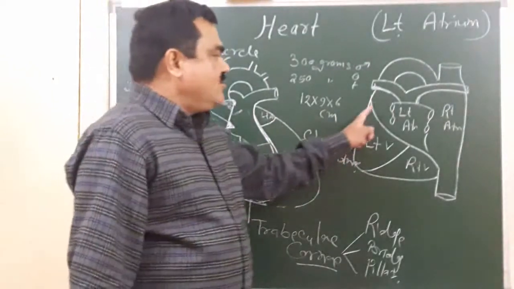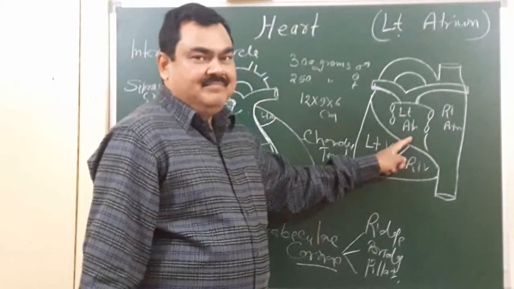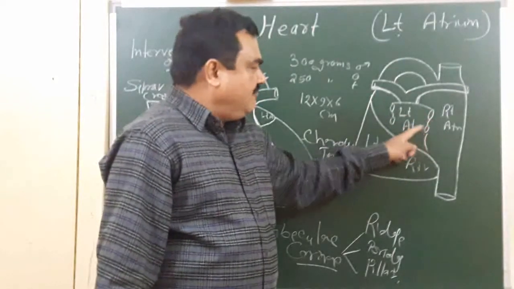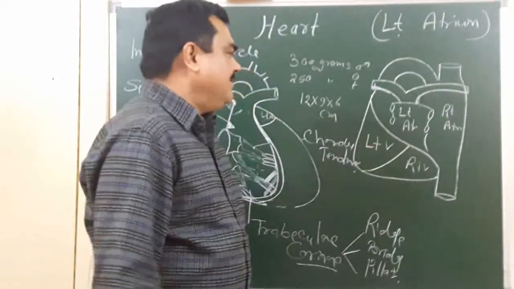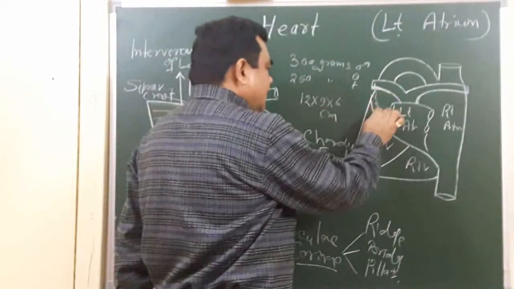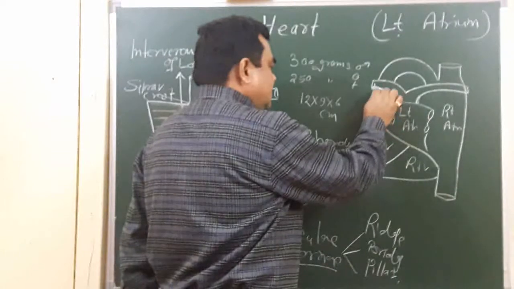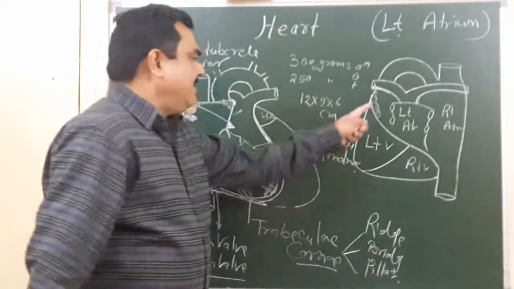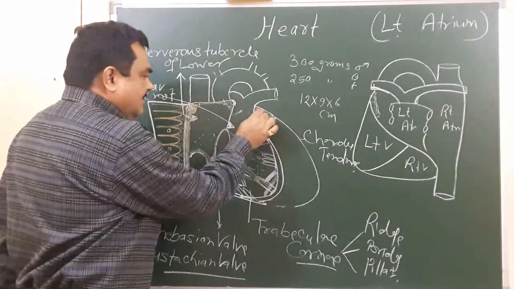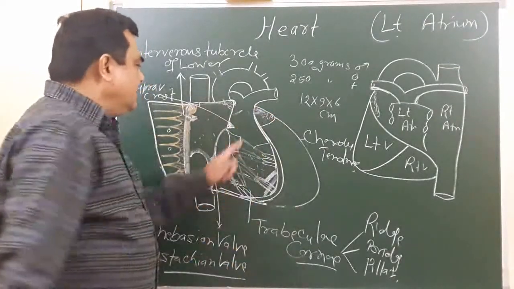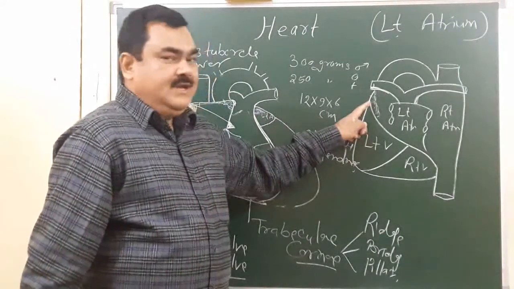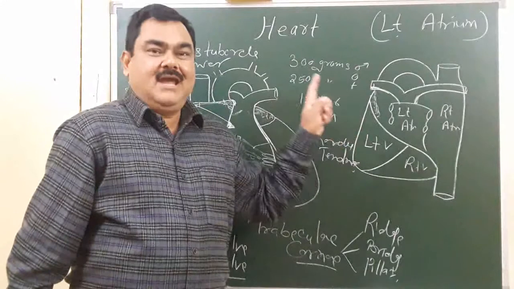Now we'll discuss the left atrium. Here in this diagram you can see the left atrium. There are 4 openings of the pulmonary veins which open into the left atrium. It has a small extension known as the left auricle. This left auricle is present here.